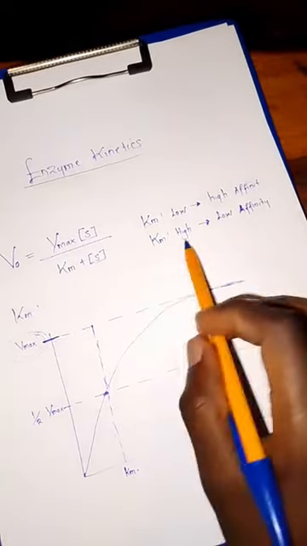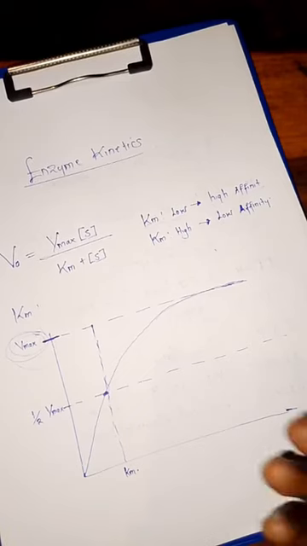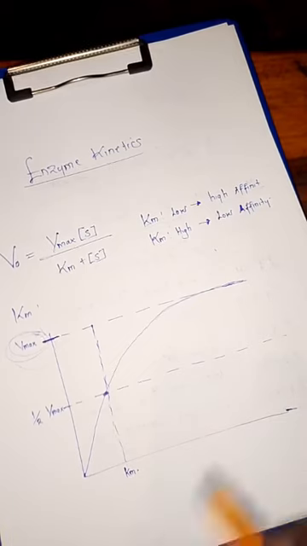But when the Km is high, it means that the enzyme has low affinity, so it is struggling to attract the substrate to bind onto its active site. So you're going to find that for its Vmax to be reached, or to even reach half of it, it is going to take time. So if you have questions, please ask.